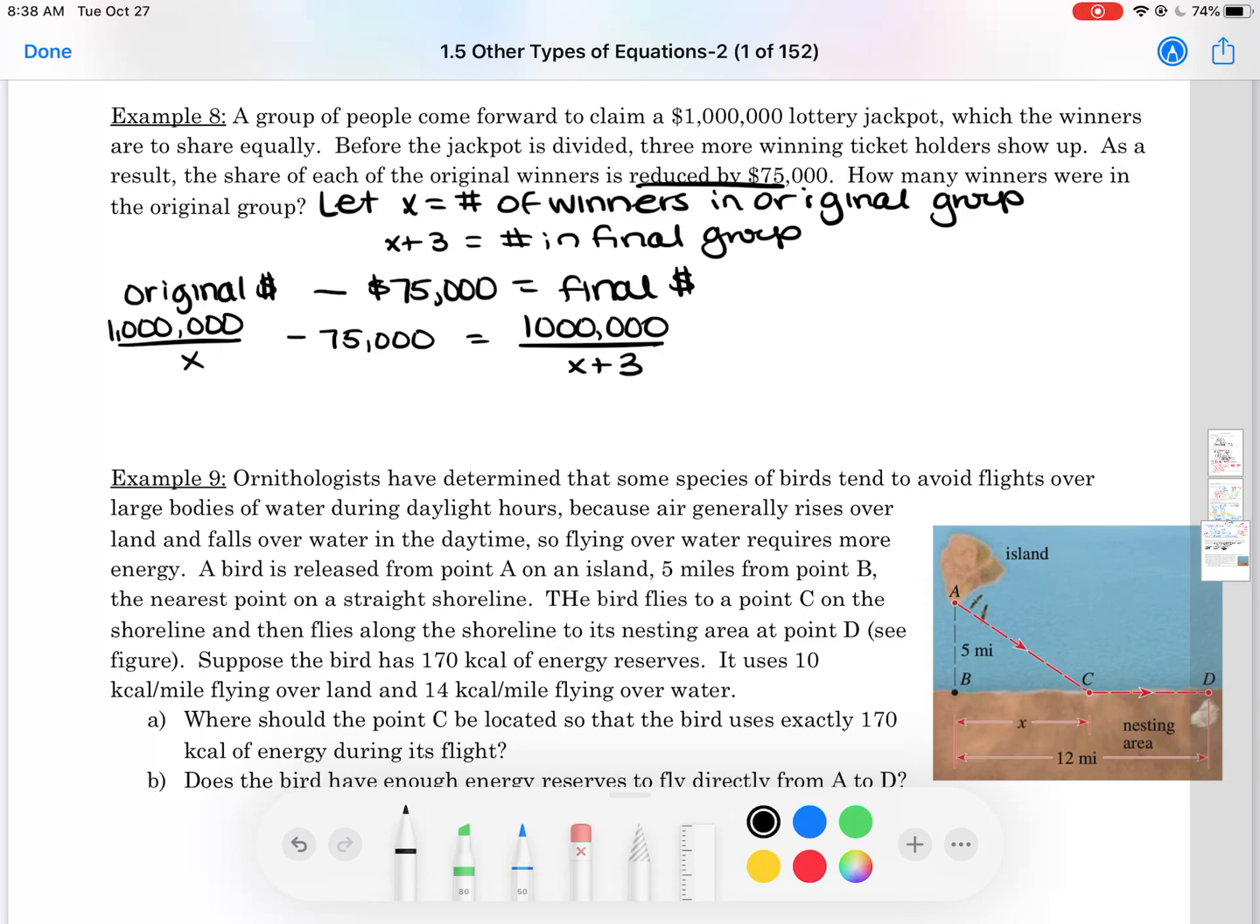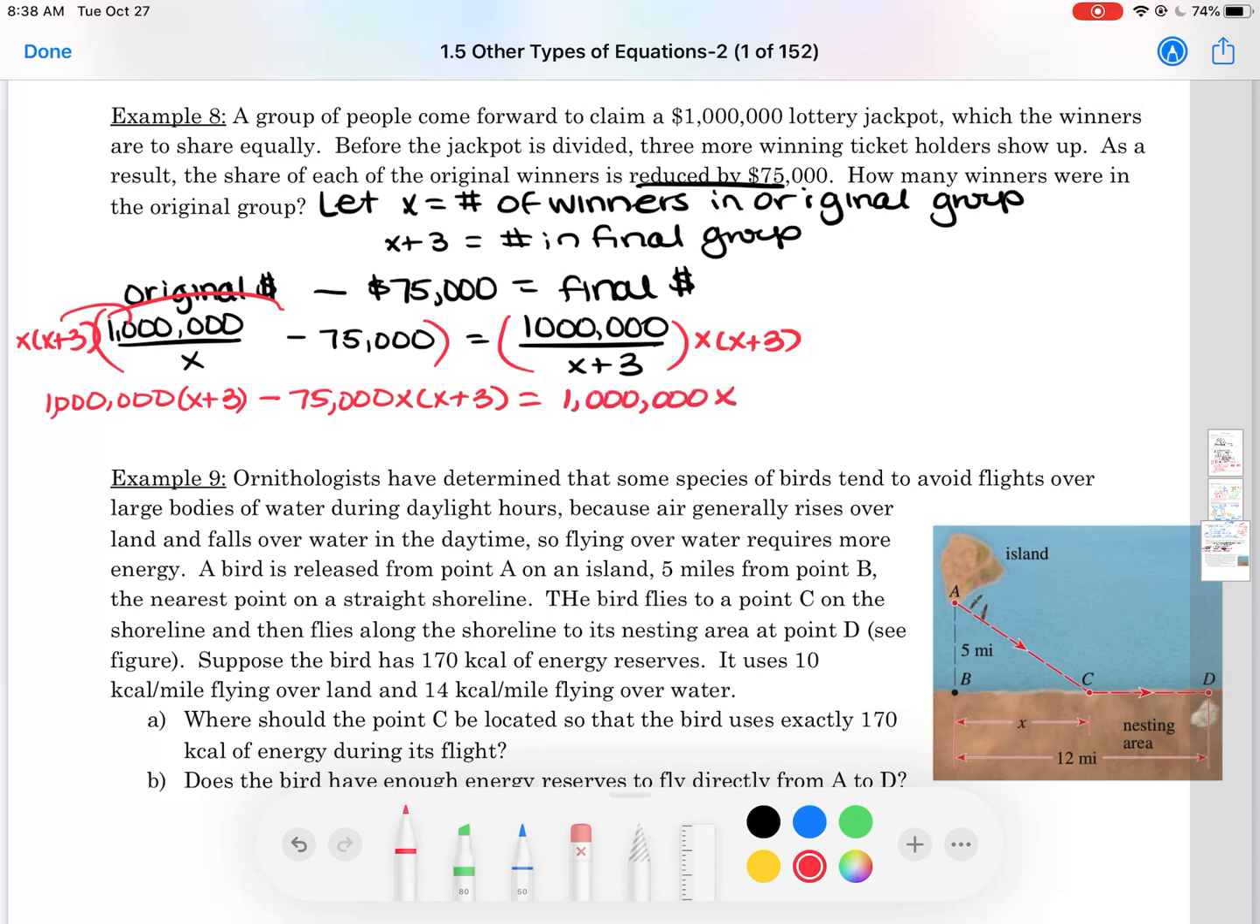Okay. So the next thing we want to do is to multiply to get rid of those fractions. So I'm going to multiply both sides by a common denominator, which is x times x plus 3. And when we distribute in the first fraction, the x cancels, so that's $1 million times x plus 3. I'm going to distribute to the second one. That's going to be minus 75,000 x times x plus 3. And then on the right, the x plus 3's cancel, so I get $1 million x.